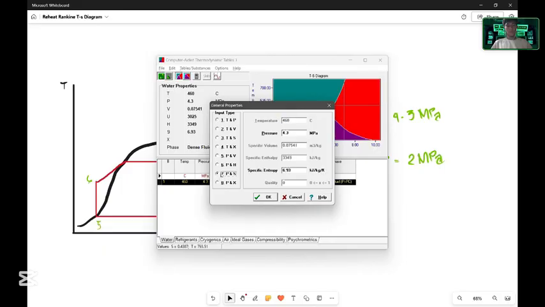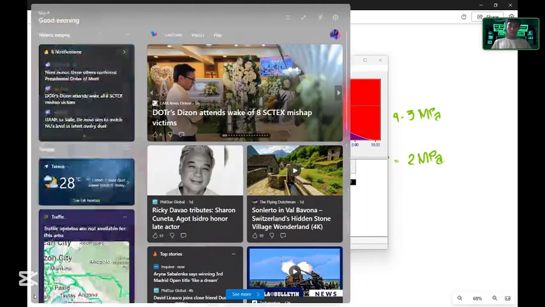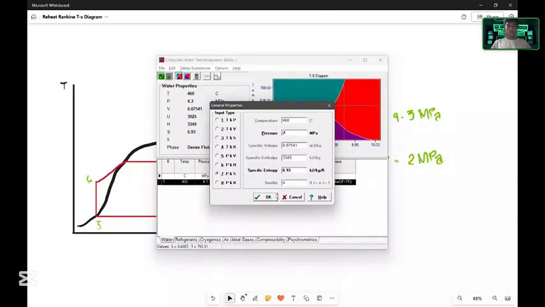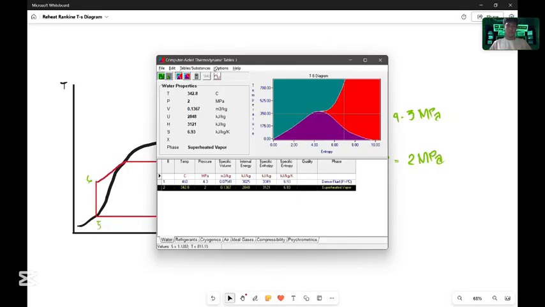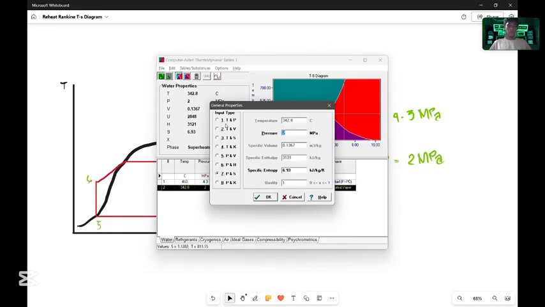PS, which is pressure and entropy, since we know that process 1 to 2 is a constant entropy process. But state 2 is equal to the pressure of state 3, which is 2 MPa. So we're going to change the pressure to 2 MPa, and then the specific entropy is equal to the entropy of state 1, so we're not going to change it. Press OK. And next is for state 3.